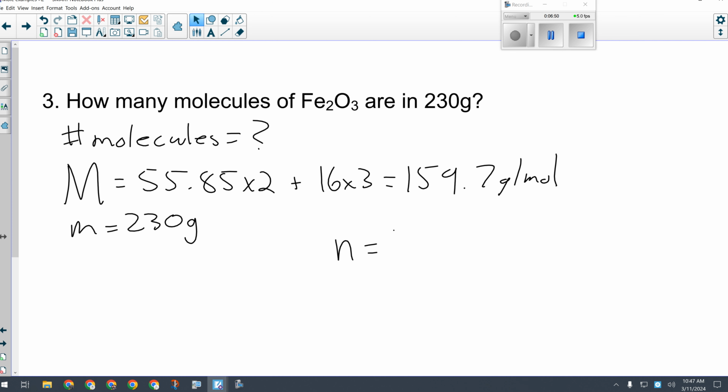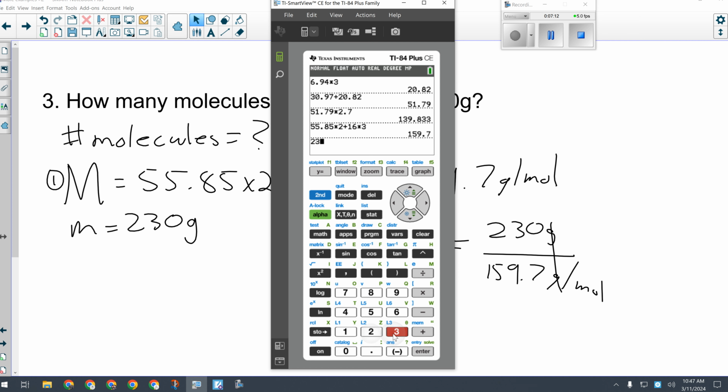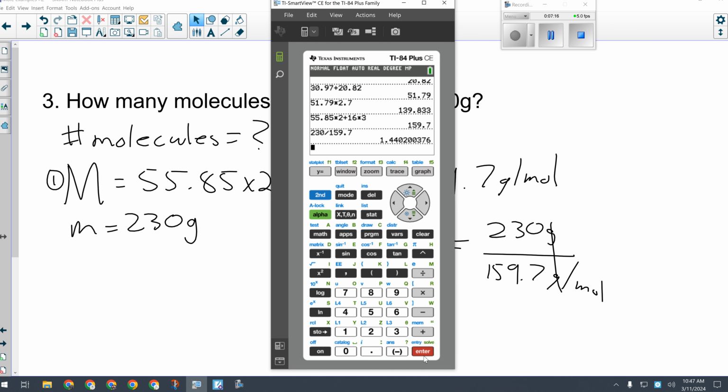Okay, N equals little m over big M. Remember that you would get a mark for your givens here. Okay, you would get a mark for this step because it involves you plugging in some numbers. So that'll be 230 grams divided by 159.7 grams per mole. The grams are going to cancel. So 230 divided by that number gives us 1.44.